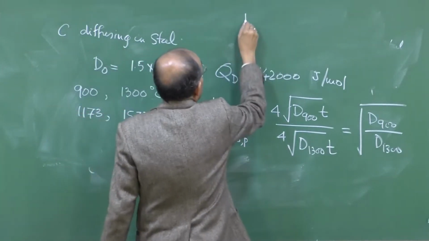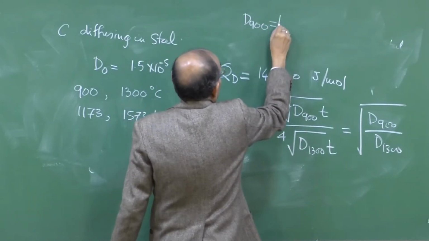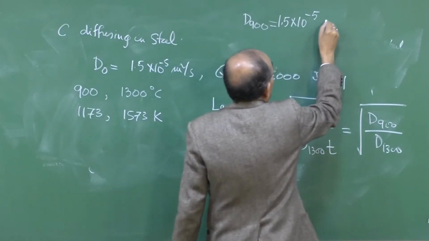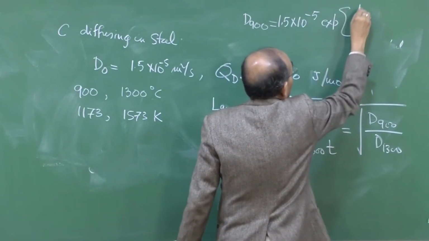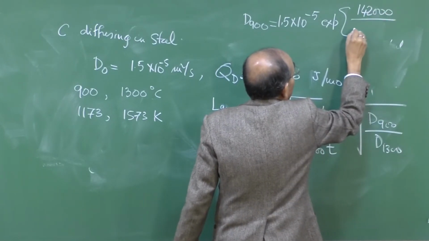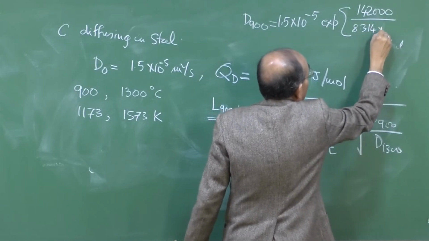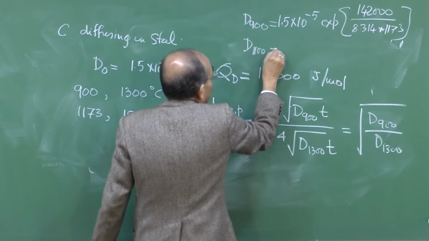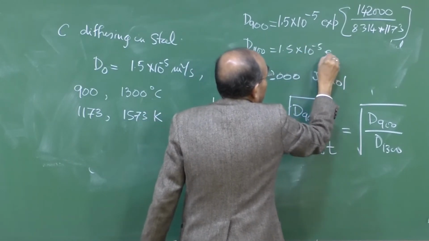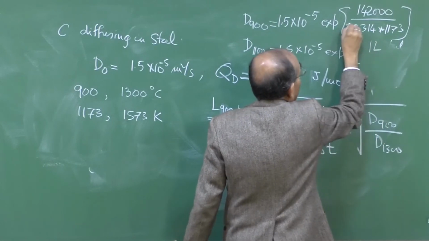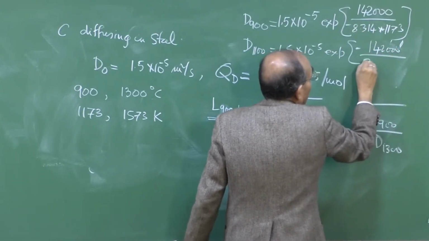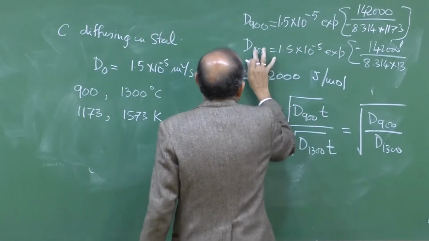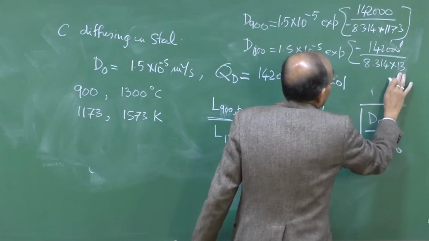Okay. So, the diffusion coefficient at 900 should be 1.5 into 10 to the power minus 5 into exponential minus 142,000 divided by 8.314 into 1173, and D1300 is equal to 1.5 into 10 to the power minus 5 exponential minus 142,000 divided by 8.314 into, sorry, this is 1573, not 1100, 1300. So, this is 1573.